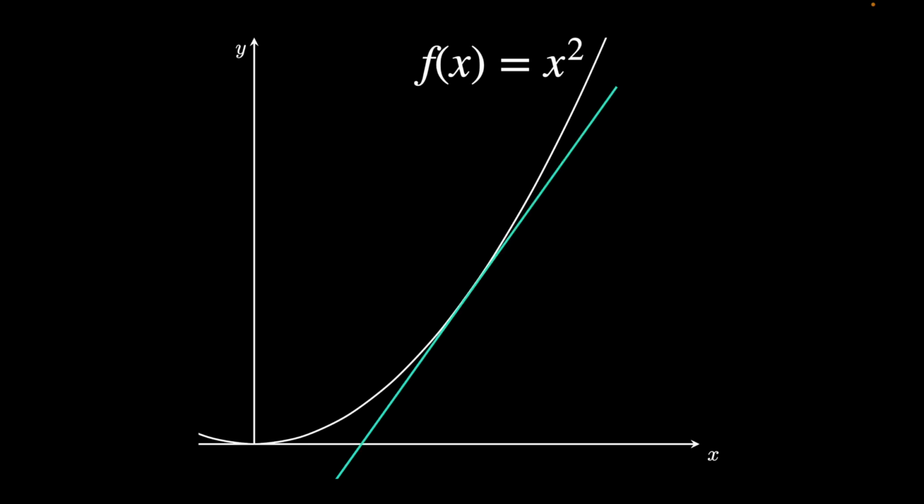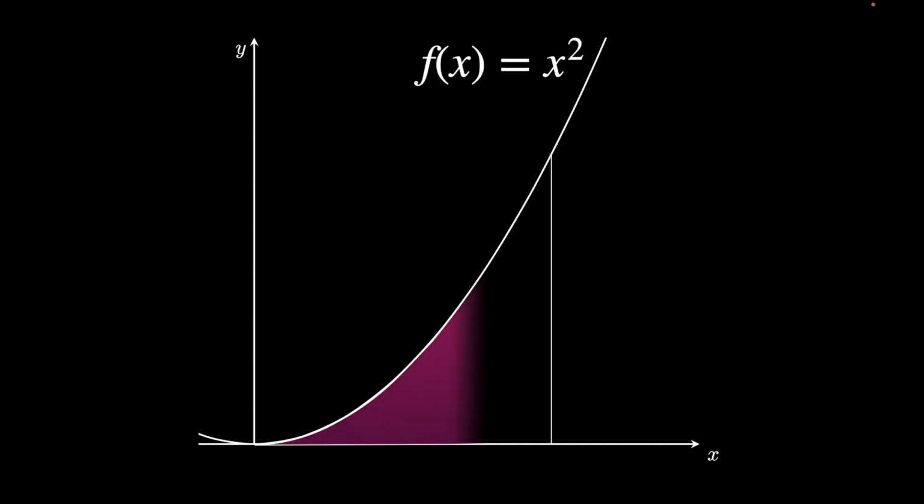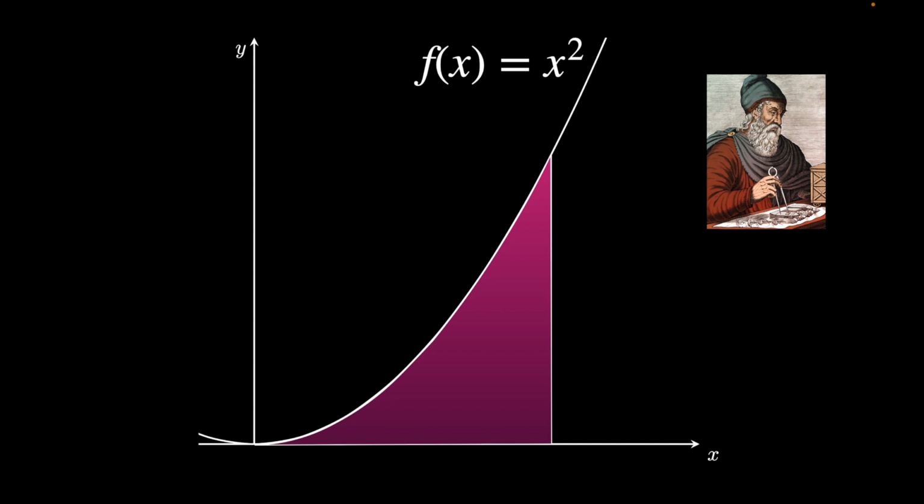Previously, I asked if you could find the gradient of the tangent to a curve, and we discovered differentiation was the solution. Here's another classic problem. Can you find the exact area underneath a curve such as x squared? Archimedes solved this problem for parabolas. He used a method called quadrature of the parabola.